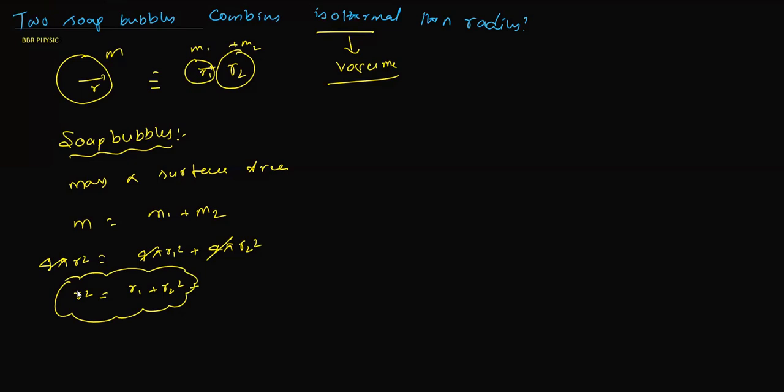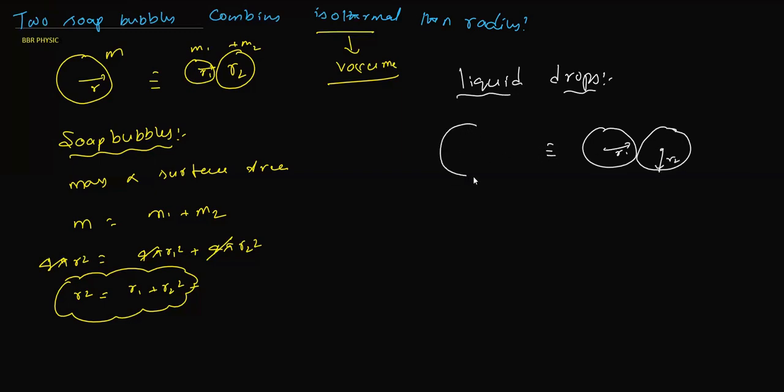They'll give values you can substitute here. For example, in place of soap bubbles, they may mix liquid drops. They give two liquid drops whose radii are R1 and R2. They combine and form a new drop of radius R. Liquid drop means usually the liquid will be present inside, like this.